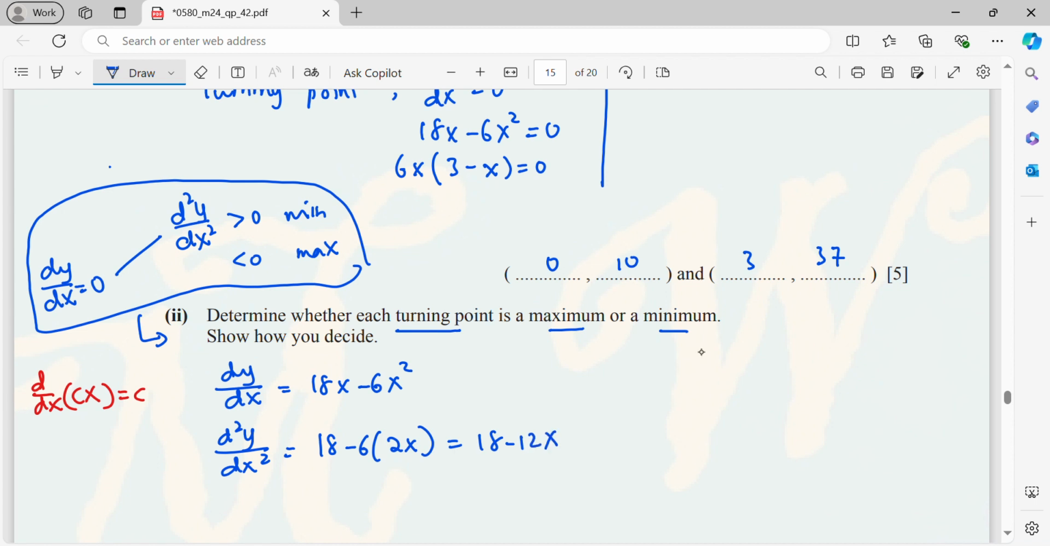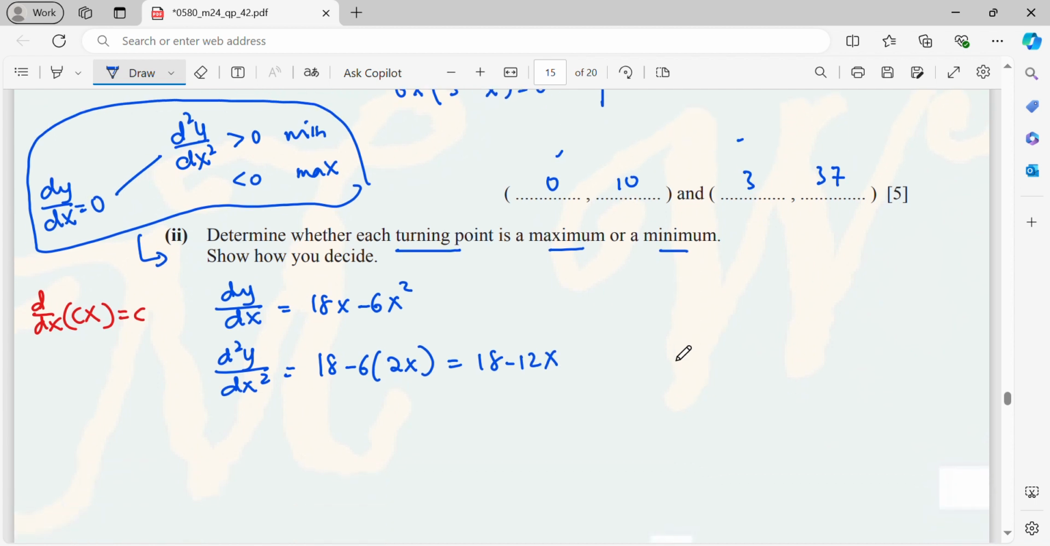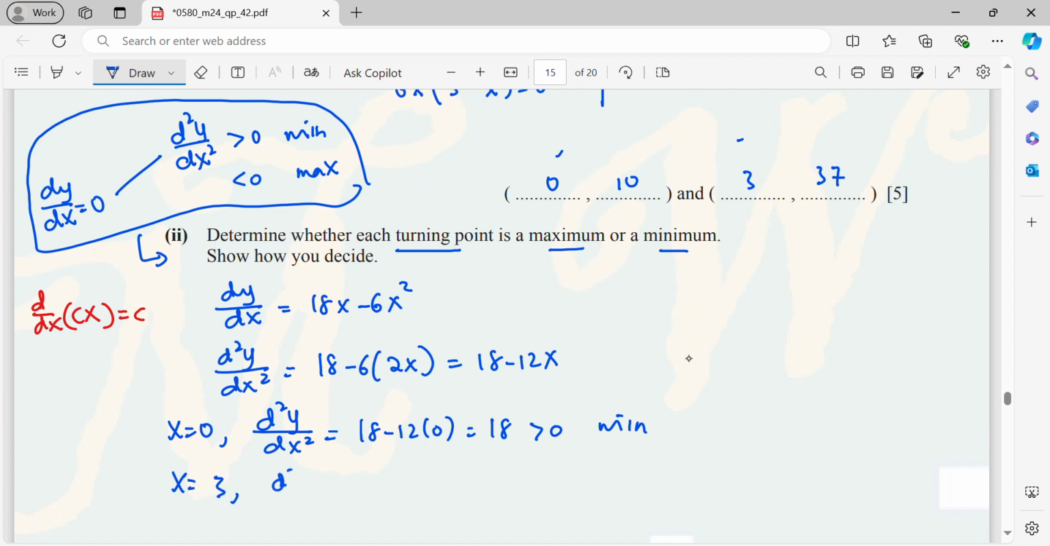And now since we have found two x values, because of 2 points, when x equals 0, my d squared y over dx squared is going to be 18 minus 12 times 0. That is 18. More than 0, then from here I will get a minimum point. Then from the other x, which is 3, d squared y over dx squared is going to be 18 minus 6 times 3 squared. Then you will be getting minus 18.